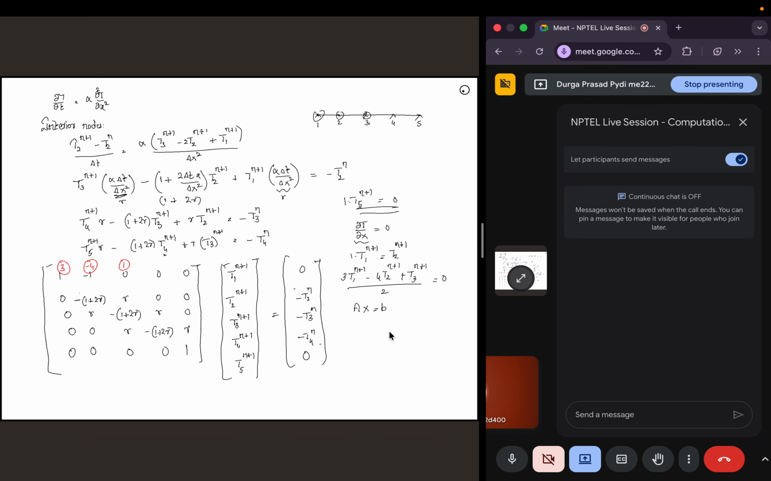So this one is particularly the TDMA. We can directly solve with TDMA, like we have this diagonal structure.